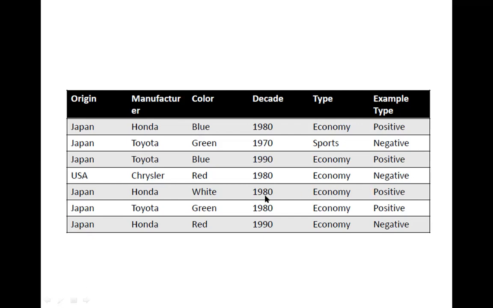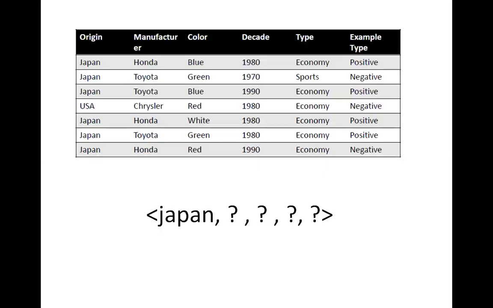Next positive example: Japan. The manufacturer is already question mark. White and blue are there, so question mark. 1980 and 1980, so question mark. Economy remains. Next positive example: Japan remains, and the other fields are also question marks, and economy remains the same. Is it clear? So this is the final hypothesis.